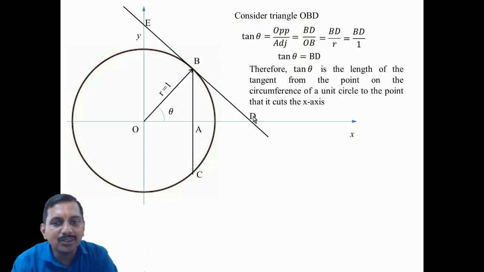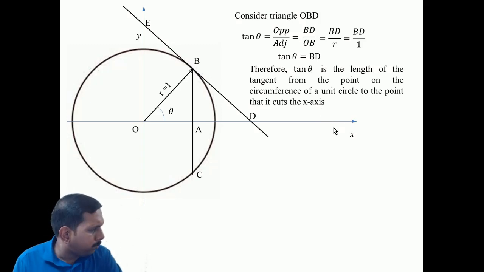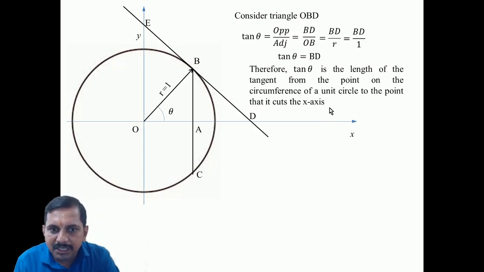So tan theta is the length of the tangent from the point on the circumference of unit circle to the point that it cuts the x-axis. So I hope it's clear, students.